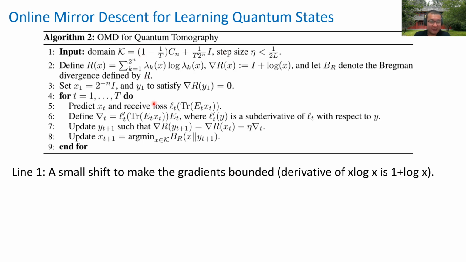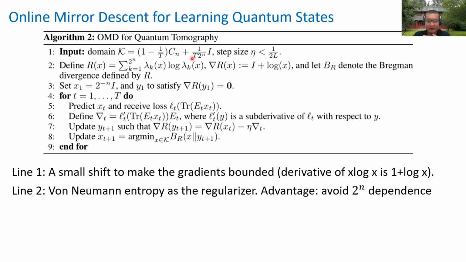The Bregman divergence is somehow an information measure between X and what you predict. It follows along the von Neumann entropy. So we want to make everything bounded by making a shift, and because this is a tiny shift, it is not going to influence the final complexity of our algorithm. And as I just mentioned in line 2, a very important thing is that we do not naively follow the leader, but we make the regularization using the von Neumann entropy.